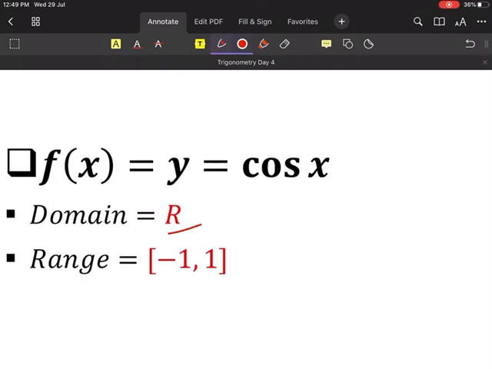Now, what is the range? The range will be the same as sine. Why? Because cos x is what? It is base by hypotenuse. Whatever perpendicular by hypotenuse, the same concept is in here. Can the base ever be greater than the hypotenuse? Never, right? Understood? So the explanation is the same as sine x. So everybody understood why it's minus 1 to 1? I'm not doing it again because it will be a waste of time. Am I clear?